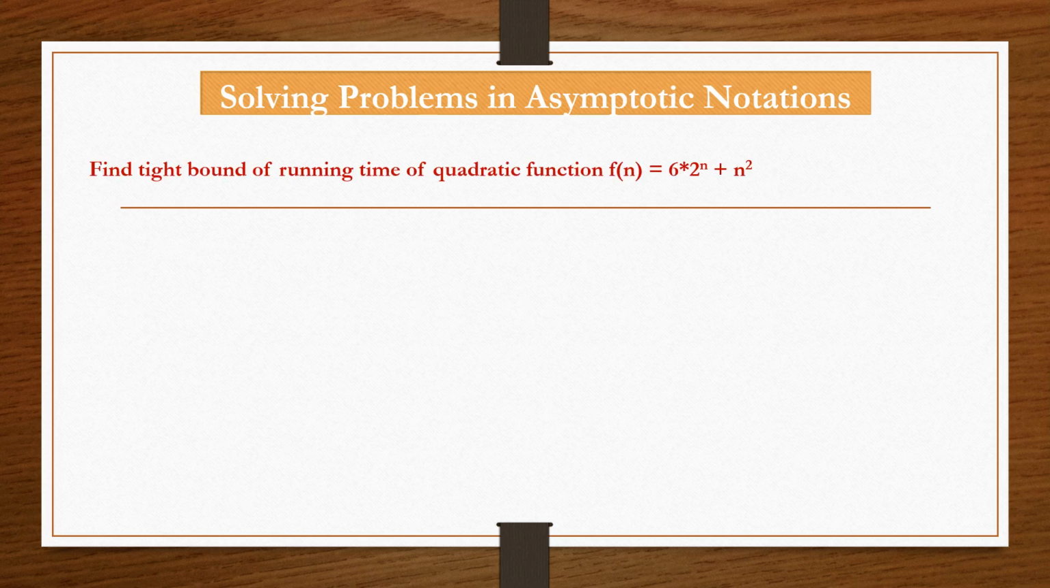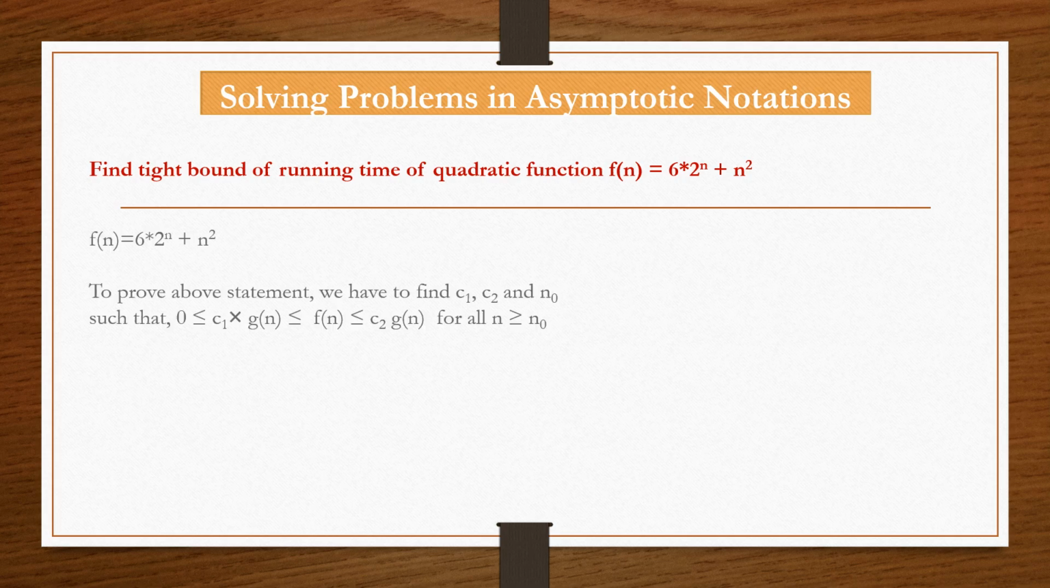Similarly, we can find the tight bound. Tight bound means my f of n should be between two things. So the condition to be satisfied is that f of n should lie between c1 into g of n and c2 into g of n. So between these two my f of n should lie. You are given f of n, which is 6 into 2 power n plus n square. In the order of growth, we have seen that 2 power n is greater when compared to n square. This is quadratic and this is exponential.